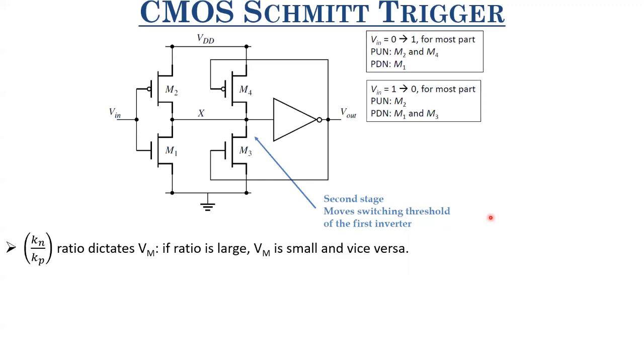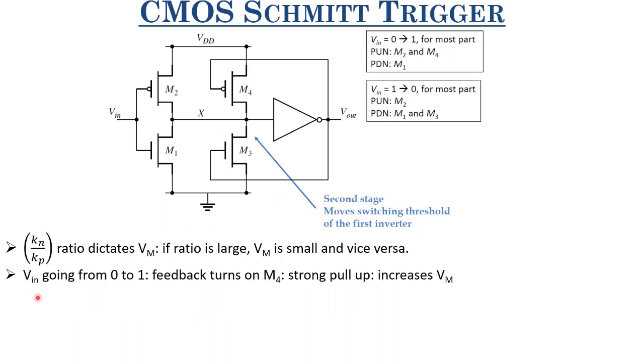We already discussed that the Kn by Kp ratio dictates VM. If the Kn by Kp ratio is large, that is, if pull down is stronger than pull up, VM is small. The circuit is able to pull down the output even for a lower value of Vin. And if the Kn by Kp ratio is less than 1, that is, your pull-up network is stronger, then this network is able to pull the output up for a larger value of Vin. So VM increases in that case. Let's take two cases.